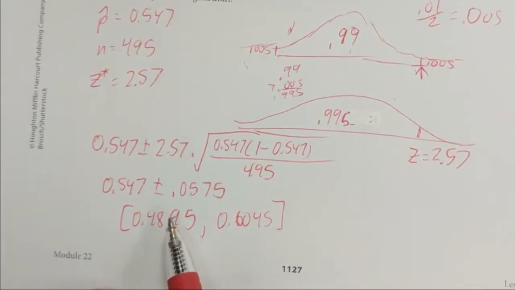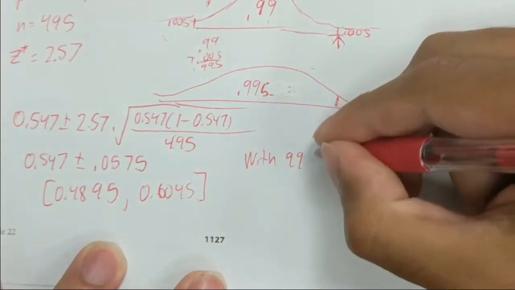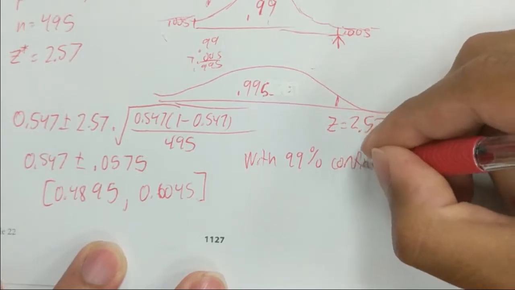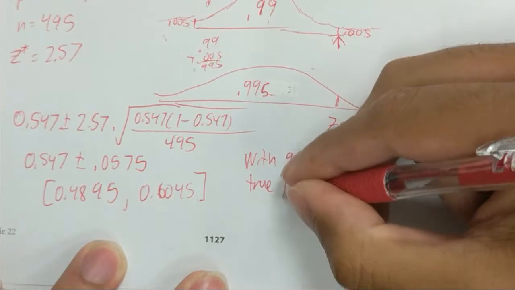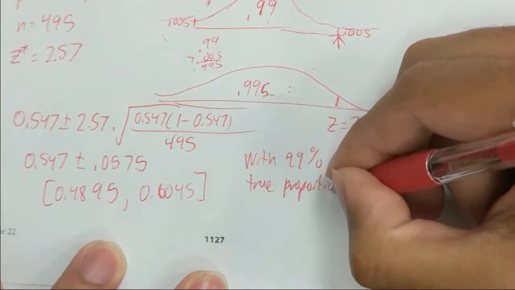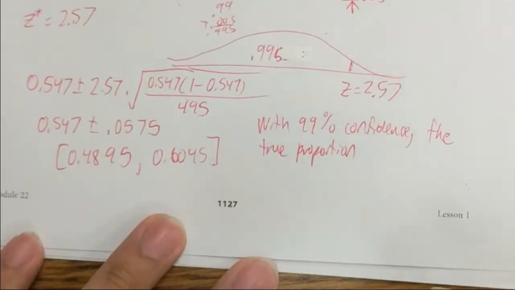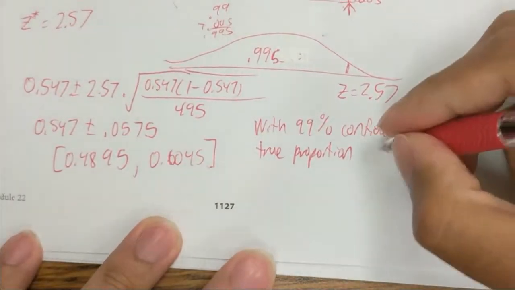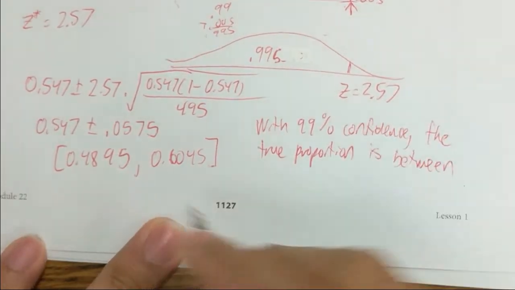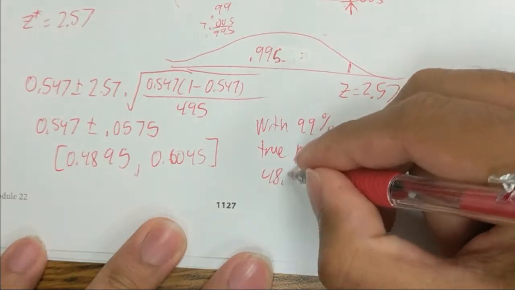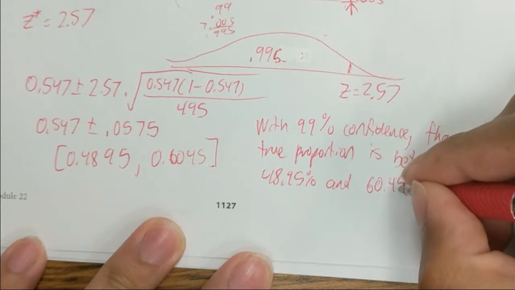Okay, so we can state with 99% confidence the true proportion of 4-year-olds who can say their name or the name of their parent or guardian is between, in percent form, 48.95% and 60.45%.